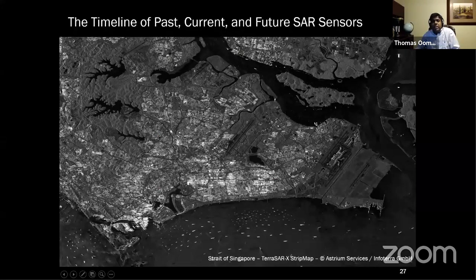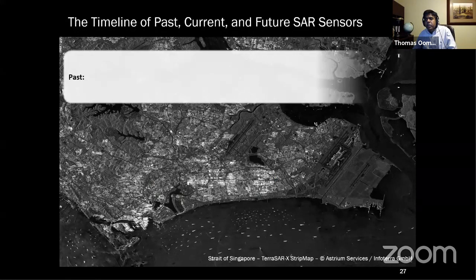So those are some examples from Nevada. Now, let me quickly show you some of the available sensors that you can use.